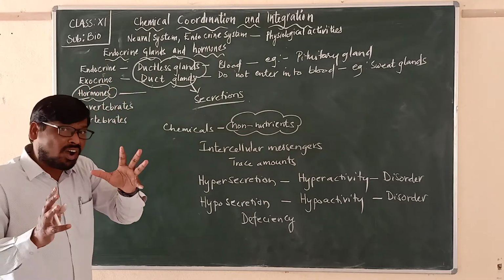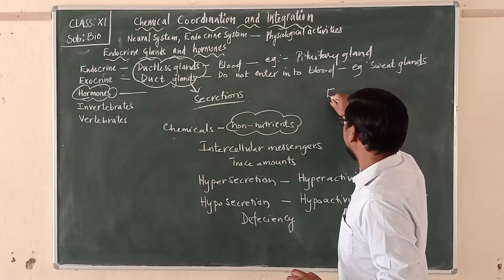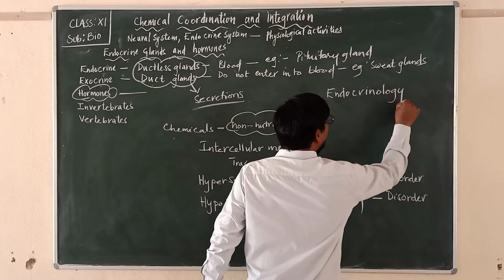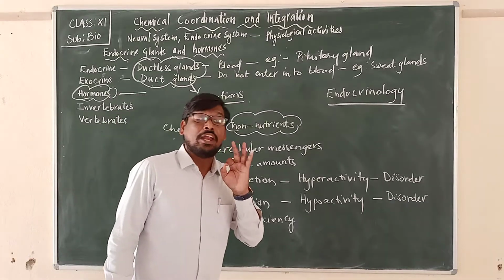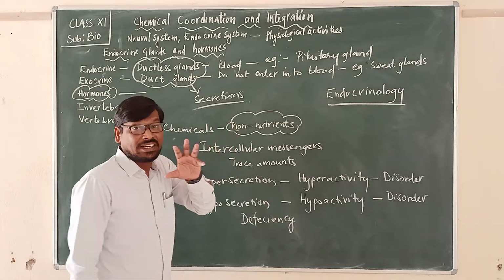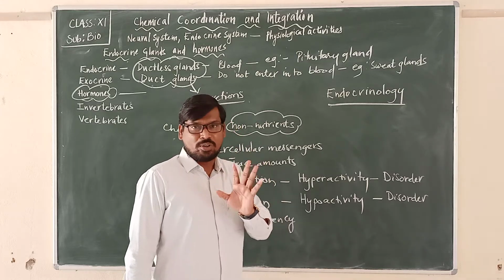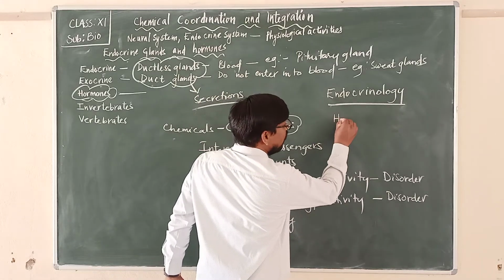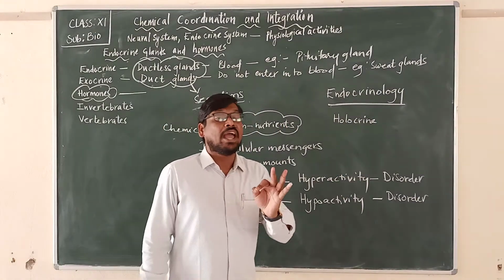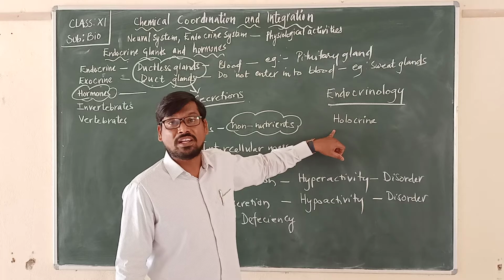So the study of these endocrine glands is called endocrinology. The study of endocrine glands is called endocrinology. And whenever these endocrine glands are producing only hormones, they are called holocrine glands. Please remember this word.